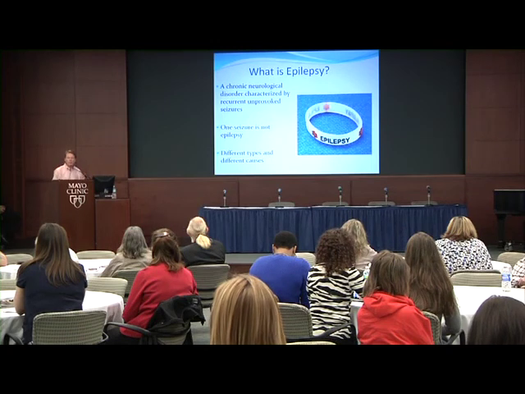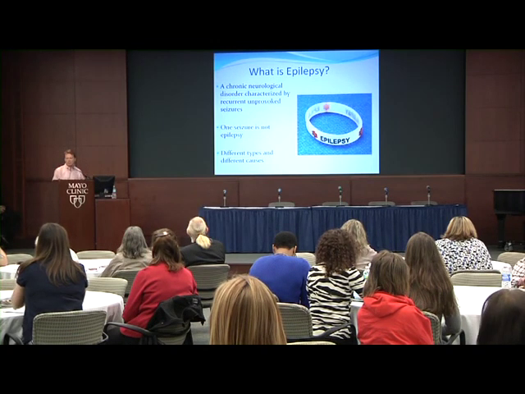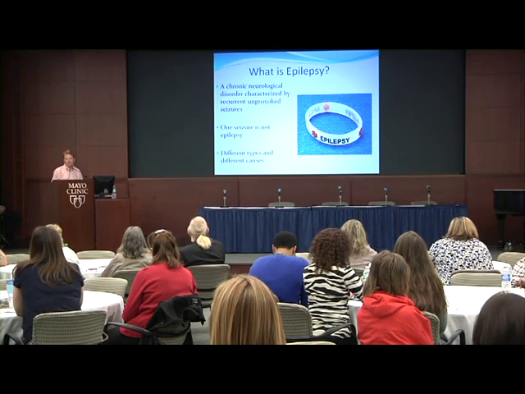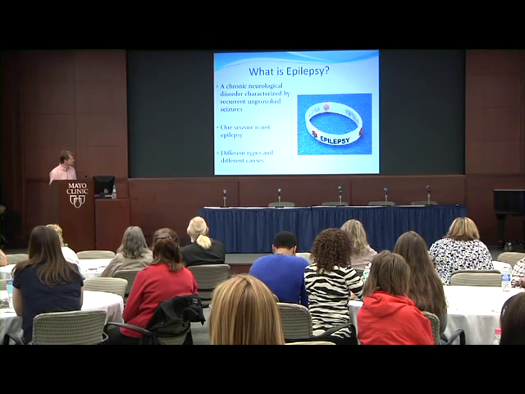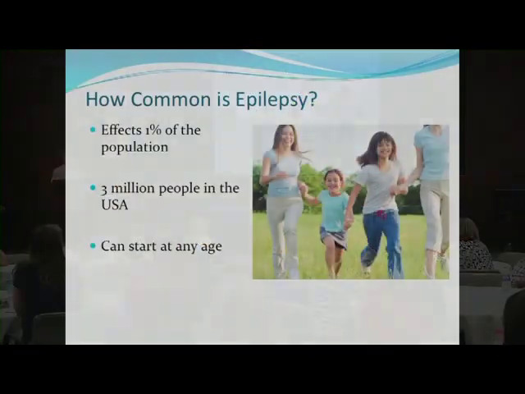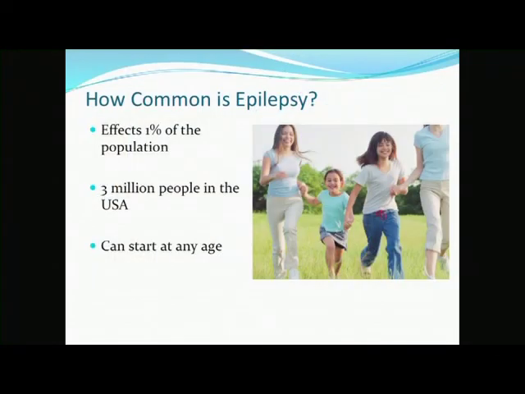And what's confusing about epilepsy is there are many different types. We went through the slides of different types of seizures. There are also many different types of epilepsy. How common is epilepsy? Now remember, 10% of the population will have a seizure at some point in their life. 1% of the population has epilepsy. So in the United States, there are 3 million people, and it can start at any age.